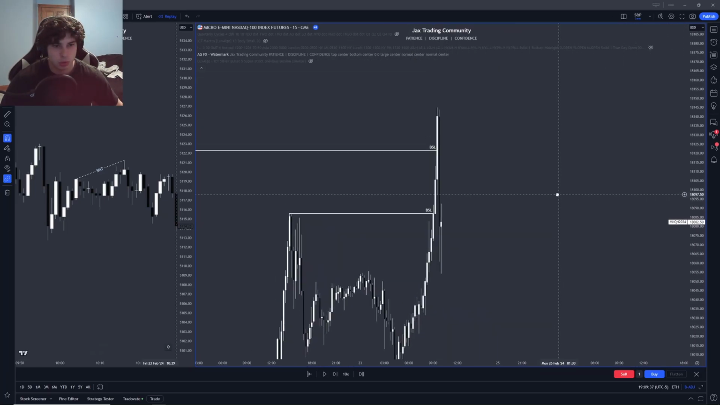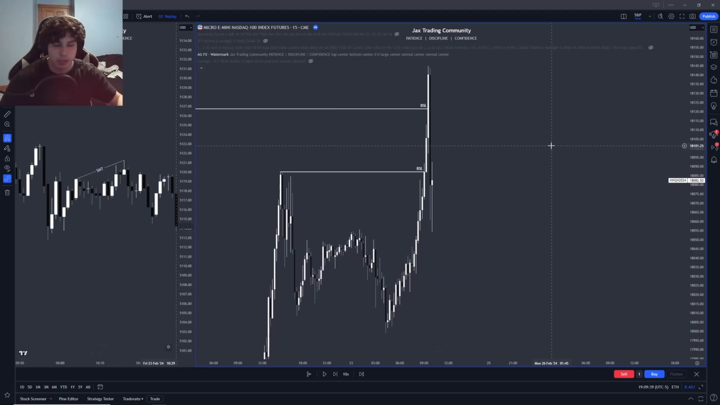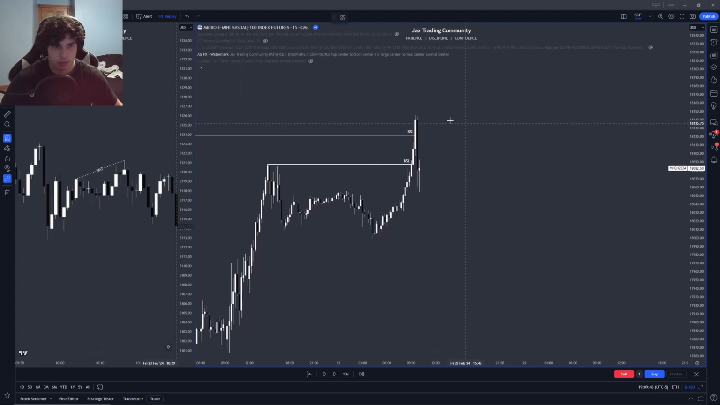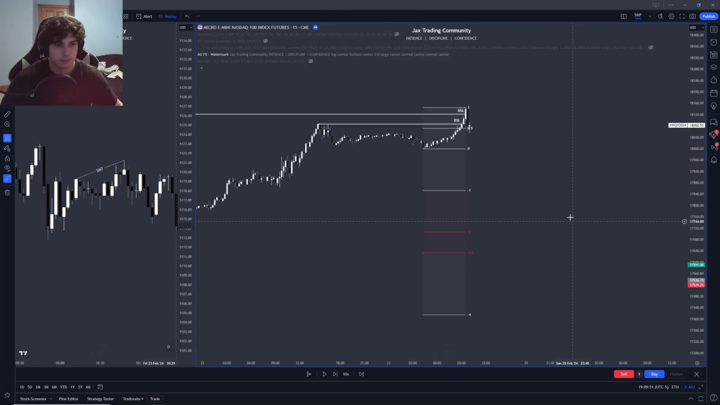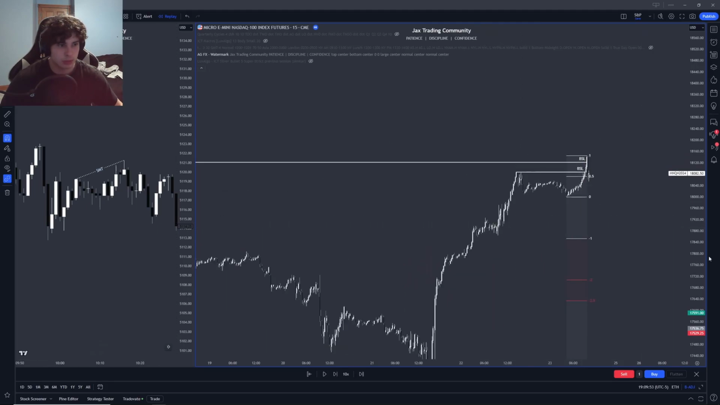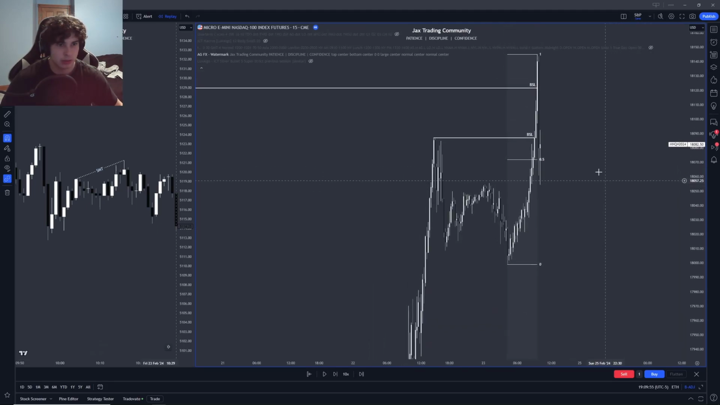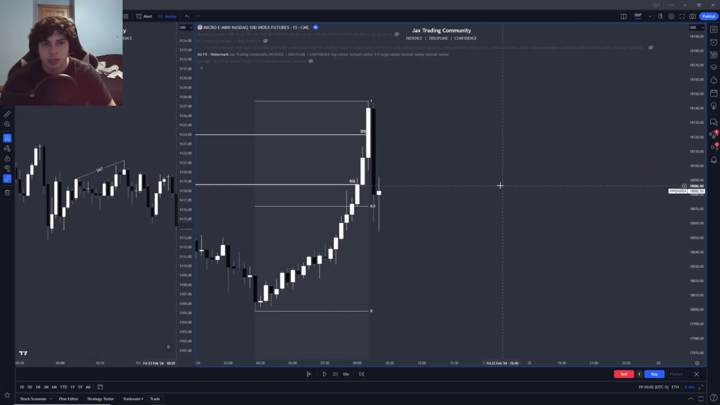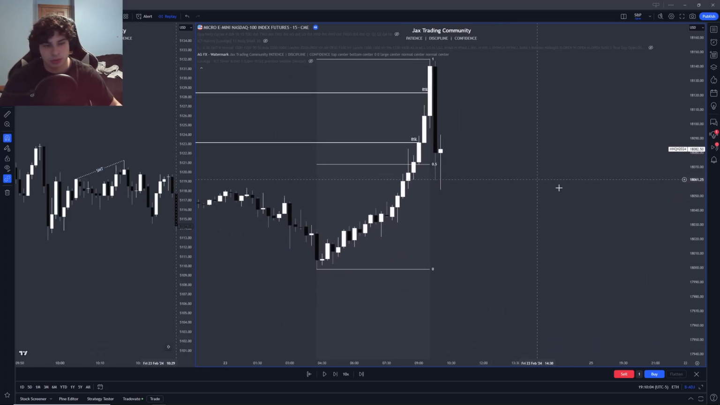You could also draw a manipulation leg right here. I believe you can draw it like this. Let's see if this is right. Okay, the reason I'm drawing this is because we had internal and external manipulation. So this is where I was looking to see a short.